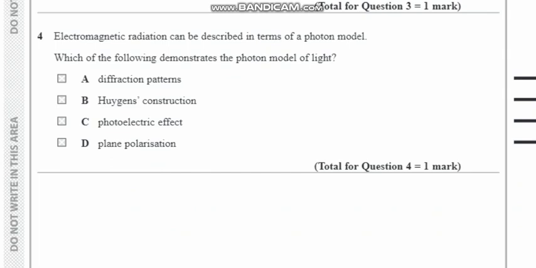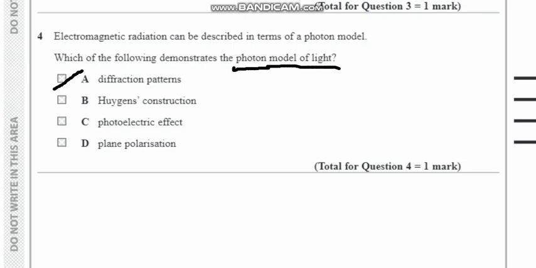The fourth question is, electromagnetic radiation can be described in terms of a photon model. Which of the following demonstrates the photon model of light? Just double check the question and mark the important lines. That's the photon model of the light. There you go. And we will have a look at the options. So the first option is diffraction patterns. This model is strictly dealing with waves and wavelengths, so that will not be a strong contender.